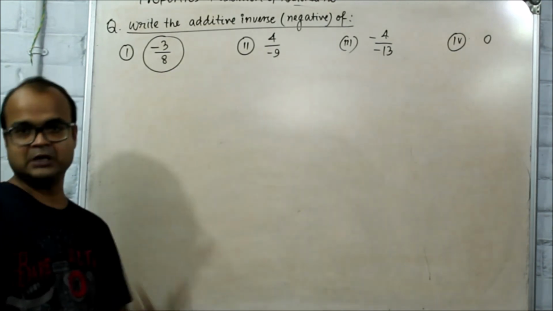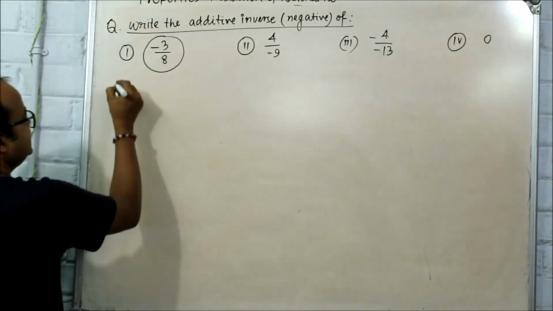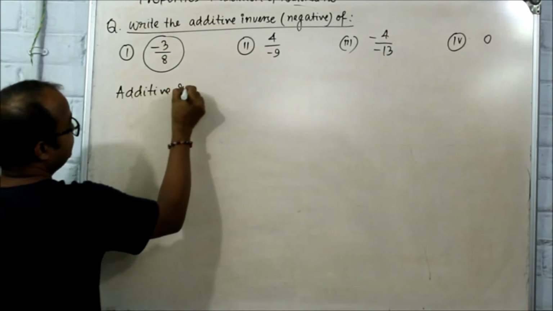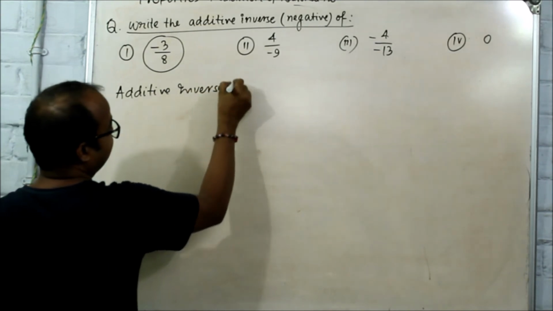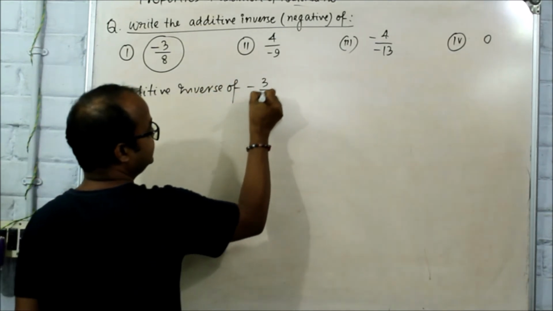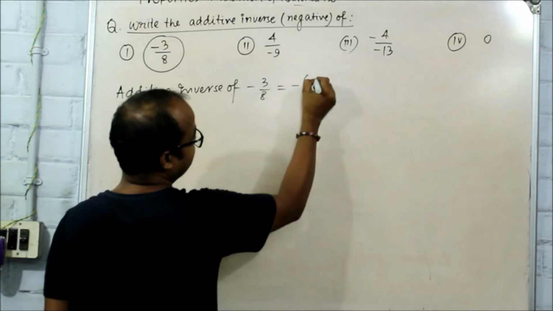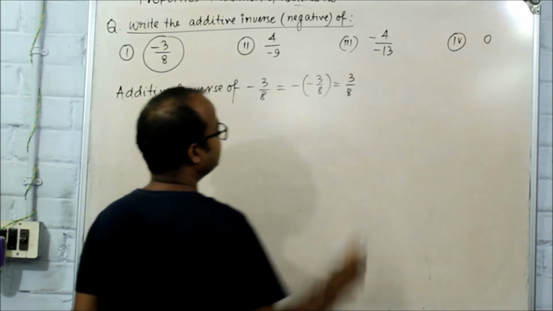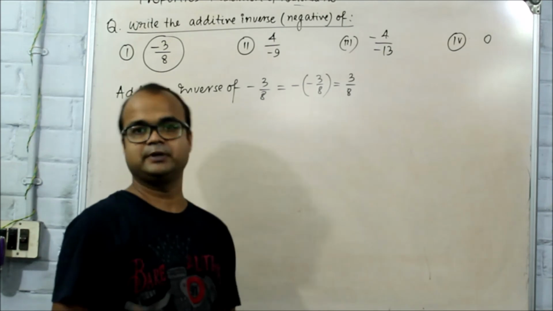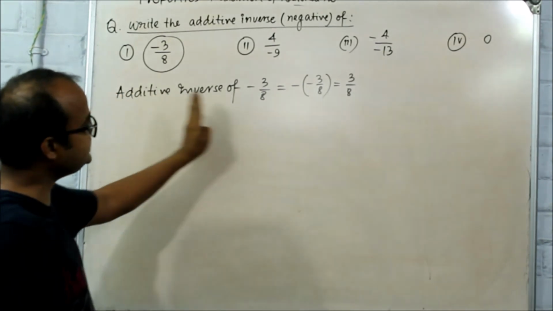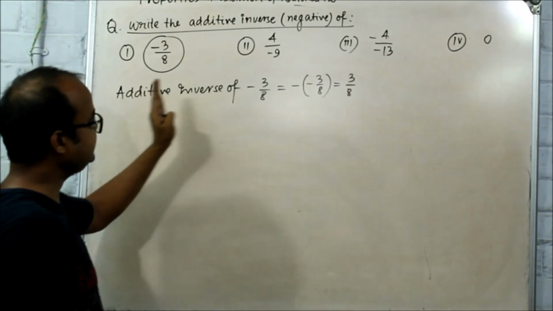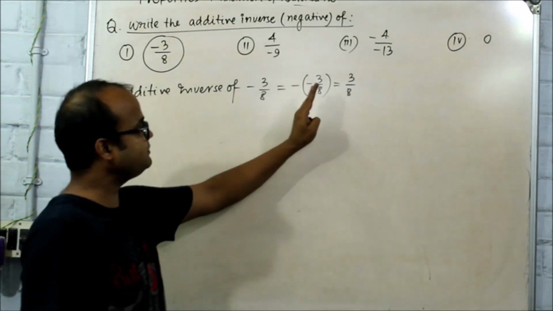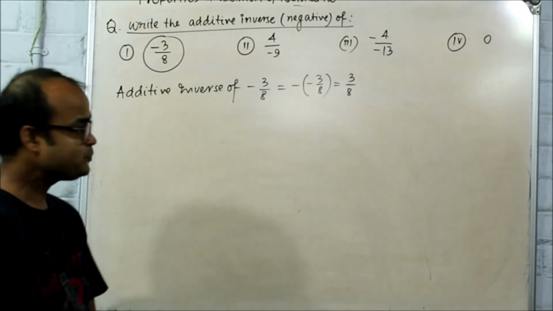Suppose it is only for 1 mark, so you need to write additive inverse of minus 3 by 8 is equal to minus of minus 3 by 8. Negative of a rational number, this is equal to 3 by 8. You cannot write minus 3 by 8 is equal to 3 by 8. Now see, it represents the presentation part. So I am writing additive inverse of minus 3 by 8 is equal to negative of a rational number, that is minus of minus 3 by 8, it is equal to 3 by 8.